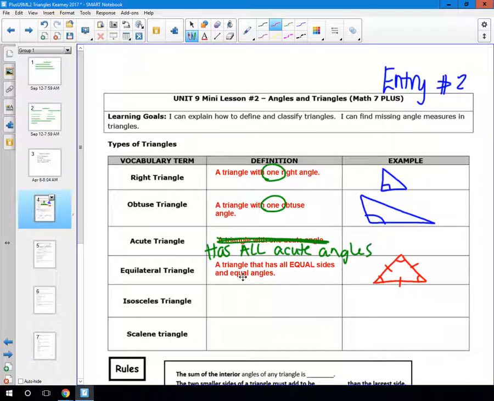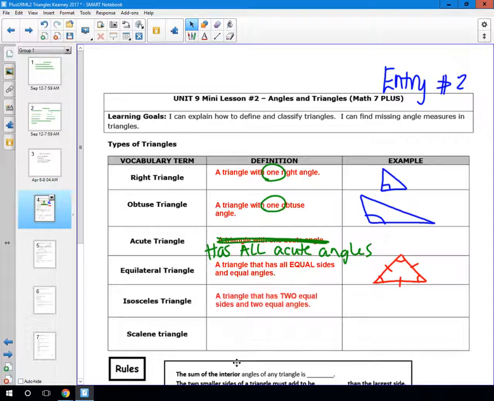Ms. Kearney may not have done a very good job of that, but there's the best I can do. Next is an isosceles triangle. When I hear the word isosceles, I hear eyes. And how many eyes do you have? Well, most people have 2. So an isosceles triangle has 2 equal sides and 2 congruent angles.